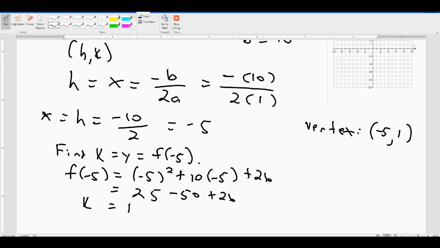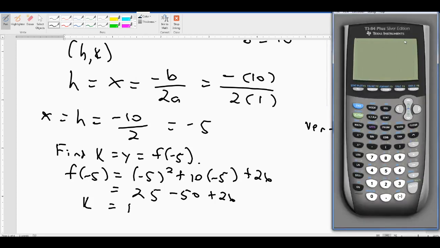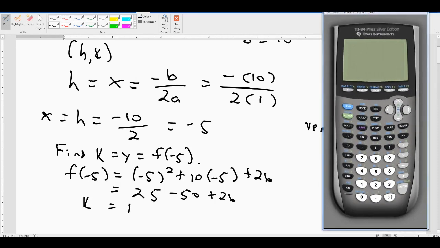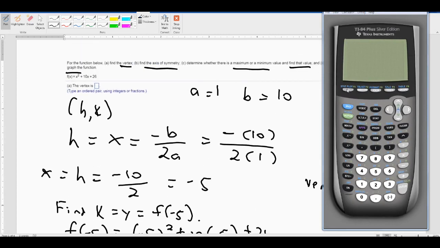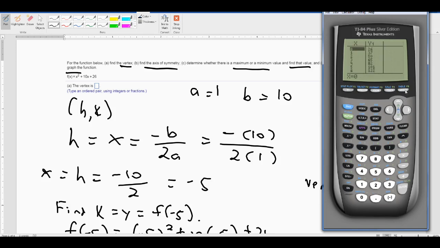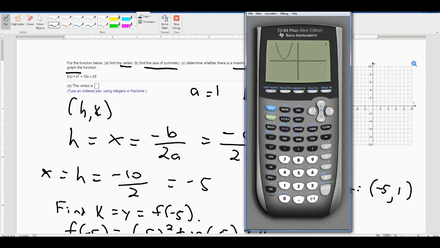Now if you want to, you can always use your calculator to help you out a little bit. So with this calculator, I'm just going to graph it. Y equals x squared plus 10x plus 26. My bad. And the vertex we said is negative 5, 1, which is what that looks like. Let's just look at the table just to make sure that negative 5, 1 is actually a point on there. And yes, it is.